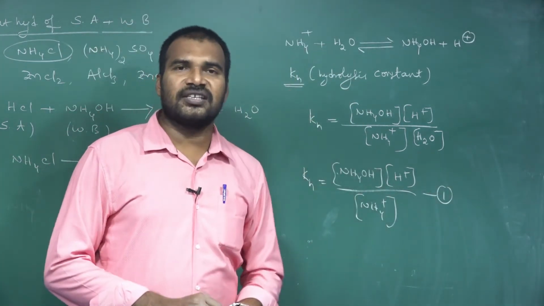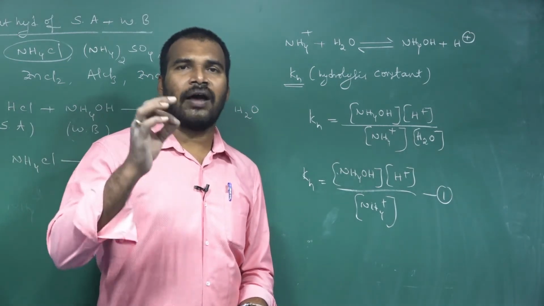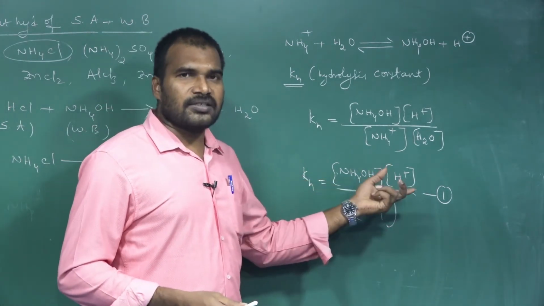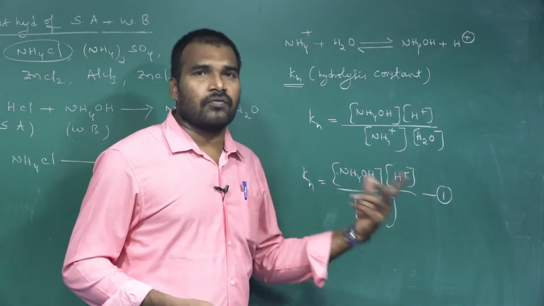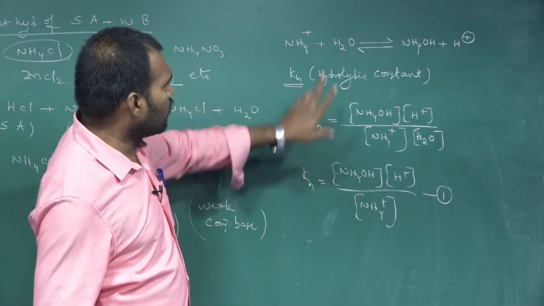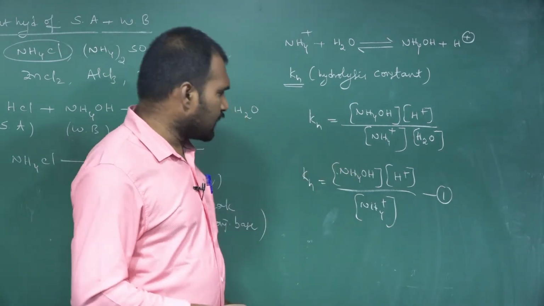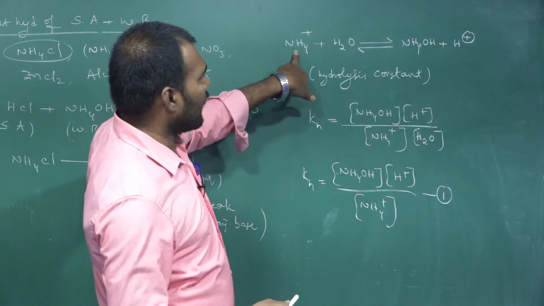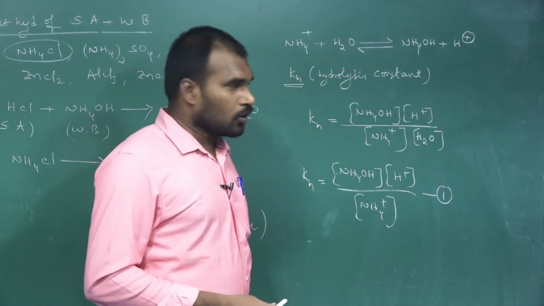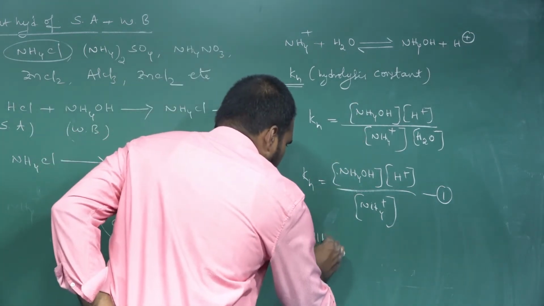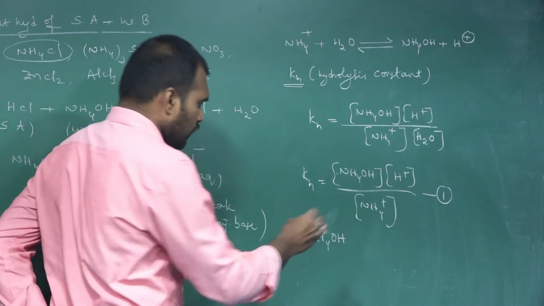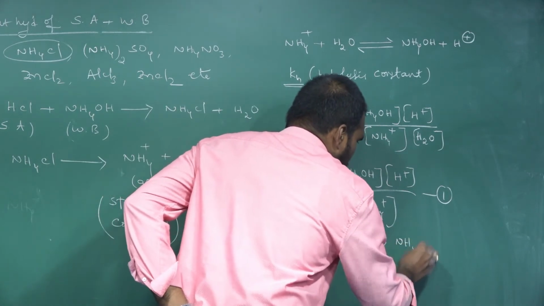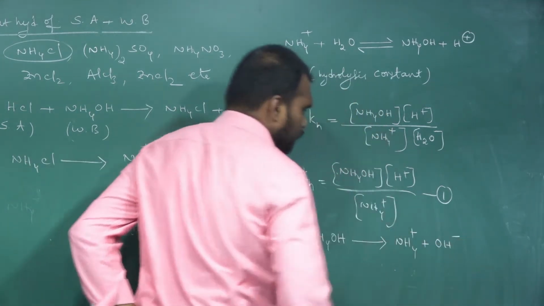Once again, KH is nothing but the equilibrium constant of the hydrolysis reaction. KH is equal to the product of concentrations of products by the product of concentrations of reactants. So this is the KH value for the above reaction. Next, here which hydrolysis takes place? Cationic hydrolysis takes place. This is a cation and it's a base. So if we take the base NH4OH, how will NH4OH dissociate? NH4OH will dissociate into NH4 plus and OH minus ions.